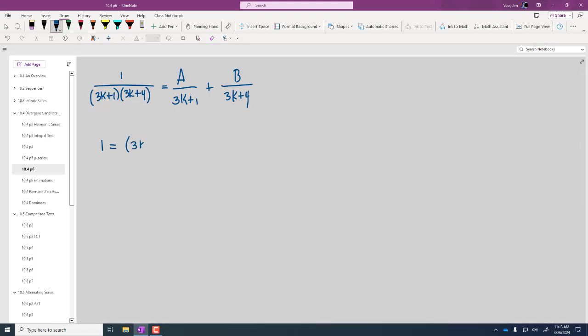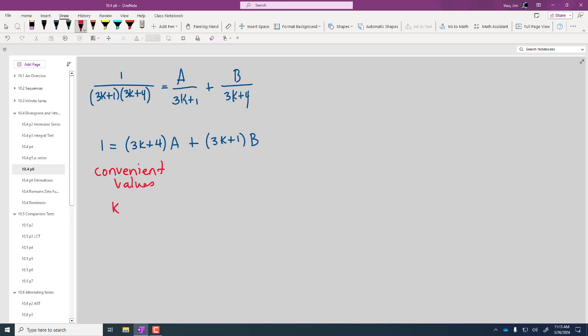So we're going to have 3k plus 4 times A plus 3k plus 1 times B. Isn't this the case where you can use the convenient value thing? Yep. So there's our PFD equation. We could notice that there are two convenient values. Wait, is this supposed to be 3k? No. You see it? Yeah. Okay. So let's go ahead and pick some convenient values. Convenient, not converge.